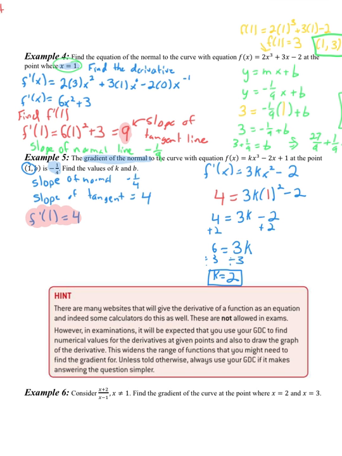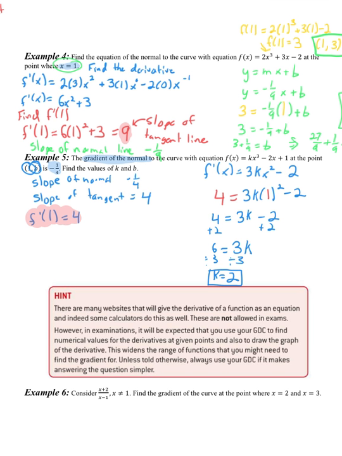Once I have k equals 2, now I can go ahead and say I need to solve for b, which goes back to the original equation.